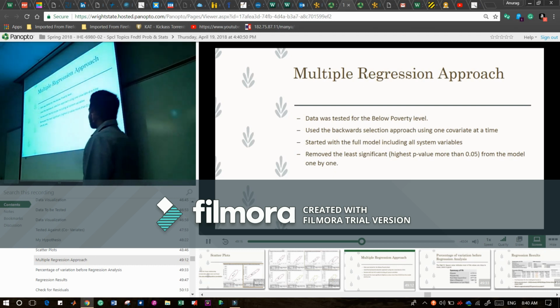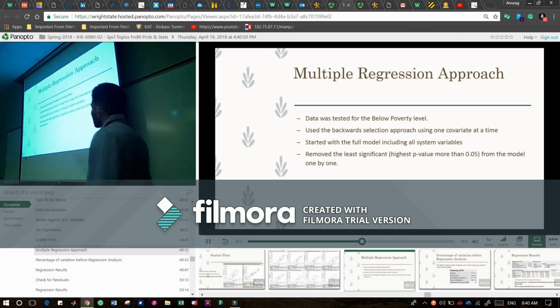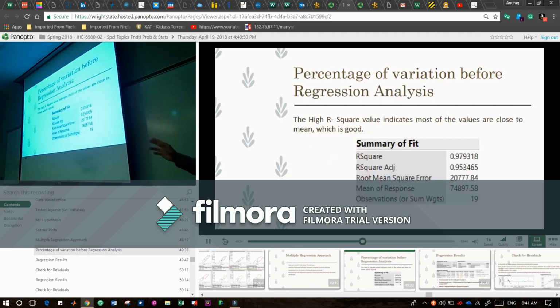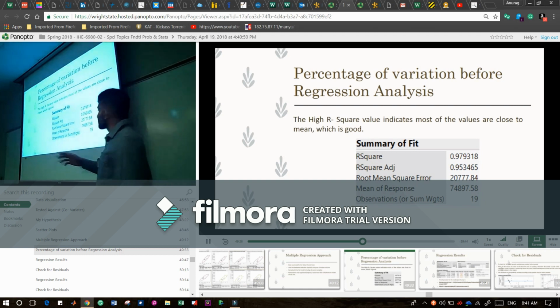So the multiple regression approach. Data was tested for below poverty level. I used the backward selection approach, using one covariate at a time. Started with the full model including all system variables. Removed the least significant one, which has the highest p-value, from the model one by one, and then came up with the equation. So this is the R-square value before the analysis. It showed me a really good R-square value.